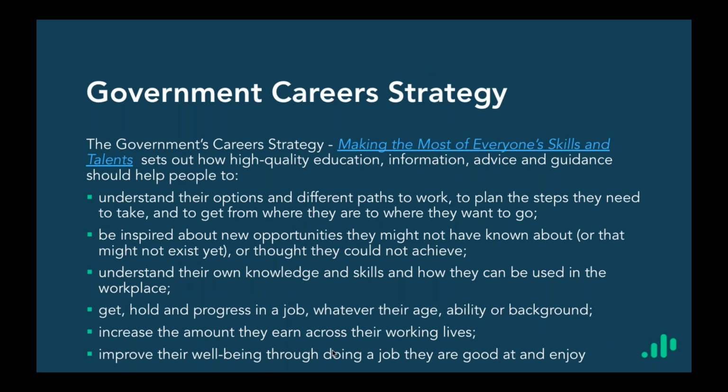So the government's career strategy, as I mentioned, was published in 2017. It set out essentially an ambitious plan, but one that can be delivered by a strong partnership between government, employers and the education sector and the careers community. They really gave some broad outlines in regards to how you can provide high quality education, information, advice and guidance. And that should help people to understand their options, different routes into work, and to plan the steps they need to take in order to get from where they are to where they want to go.